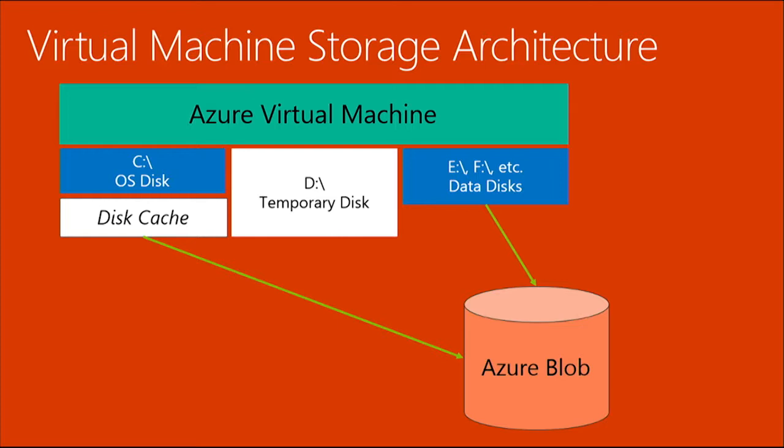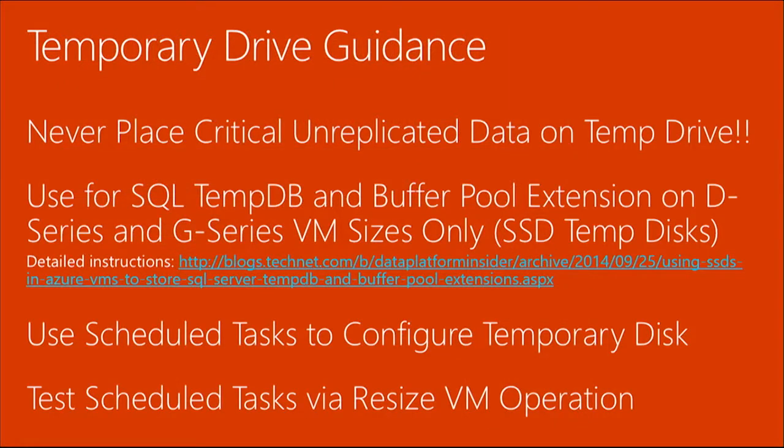Now, our D series virtual machines take that temporary disk and always put it on SSD-based or solid-state storage devices that give you much higher throughput and lower latency. So there are some cases where you'd actually want to leverage that. When it comes to guidance for the temporary drive, first off, you never want to place critical unreplicated data on the temp drive. Don't put your Active Directory database on the temp drive. Don't put your customer database on the temp drive. It is something that can be lost when the machine moves to a new host. It'll also be lost if you resize the virtual machine or if you deallocate the machine and reallocate it. So you really only want it for unreplicated temp data.